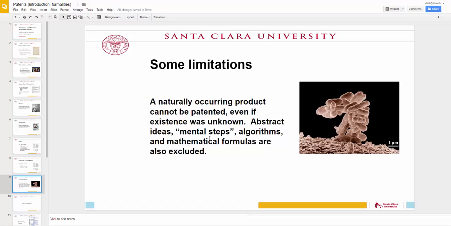You may be asking yourself right now, how do companies protect their intellectual property that are algorithms or abstract ideas or mathematical formulas? Well, they may not seek protection under the patent schema. They may rather do that under trade secrets, which we're going to discuss later on in the semester.